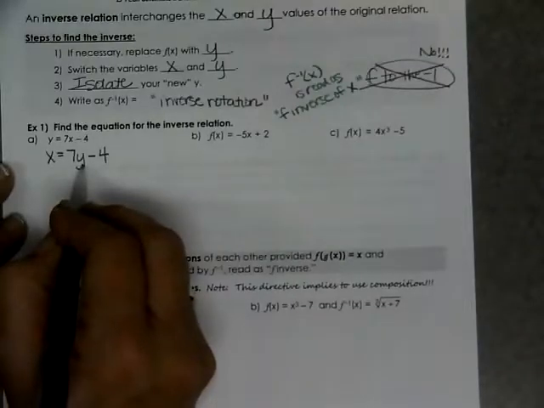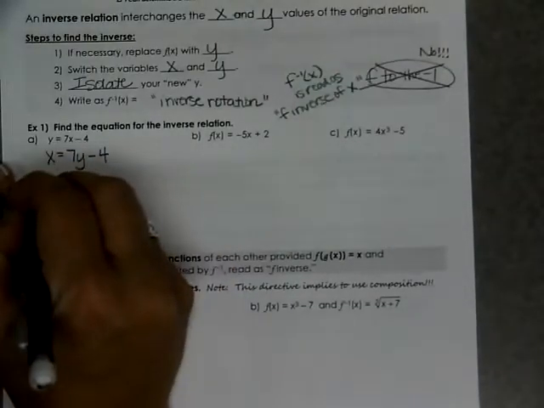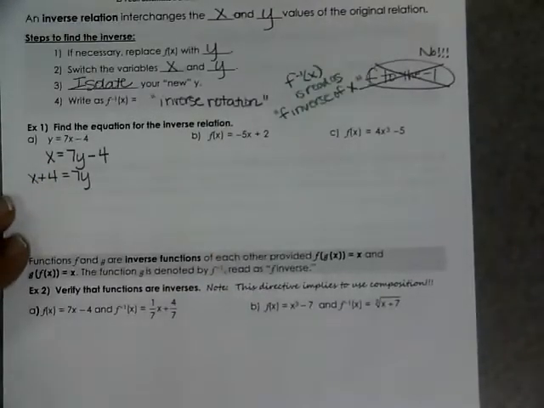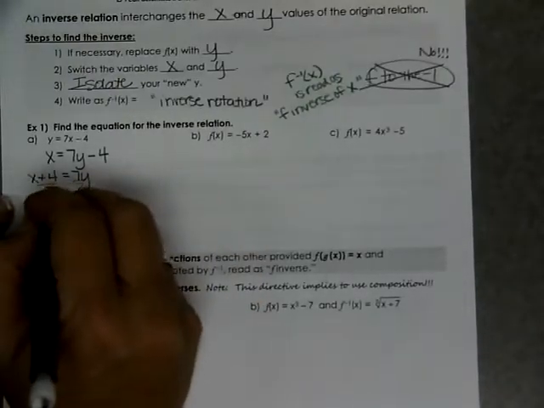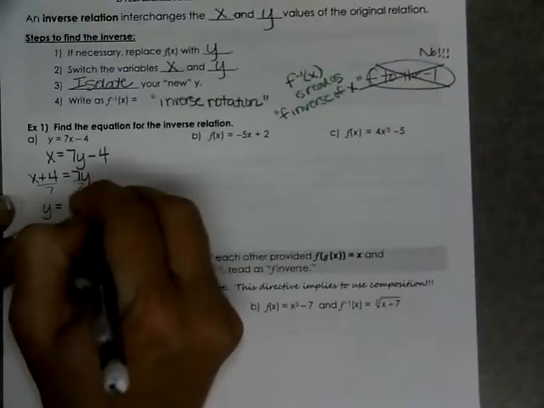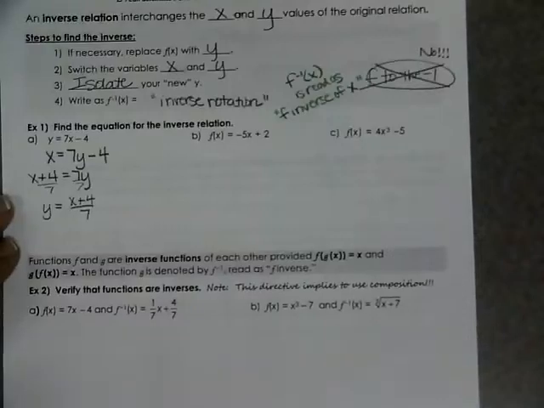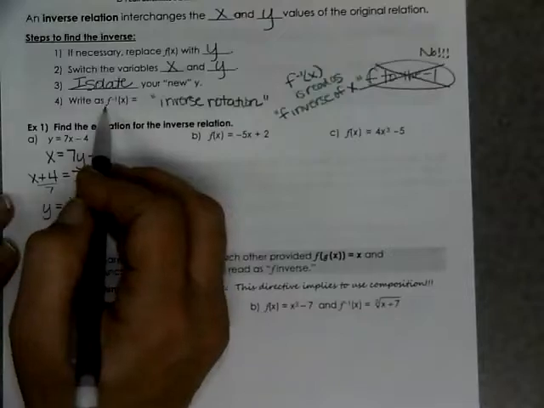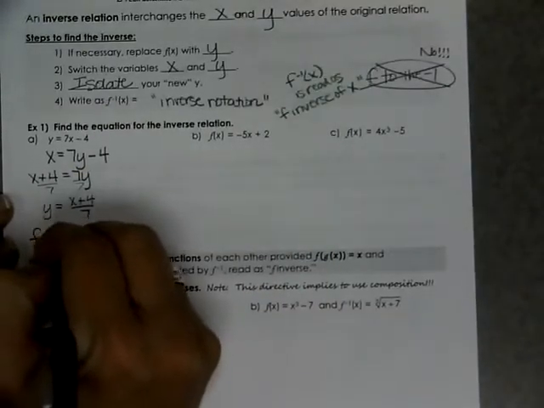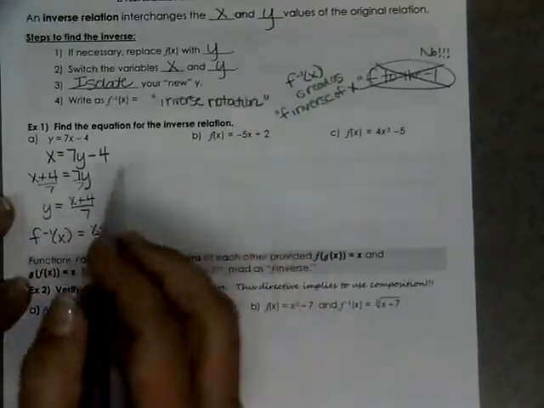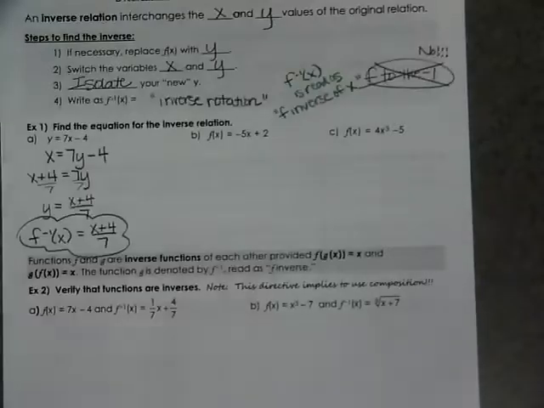Next, step 3 is we'll isolate our new y. How would we get y by itself? We could start by adding 4. So I get that x plus 4 equals 7y. And then I could divide by 7, and I get that y equals x plus 4 over 7. So y is isolated. Then step 4 is just use the inverse notation. So that means that f inverse of x equals x plus 4 over 7. And that's essentially it.